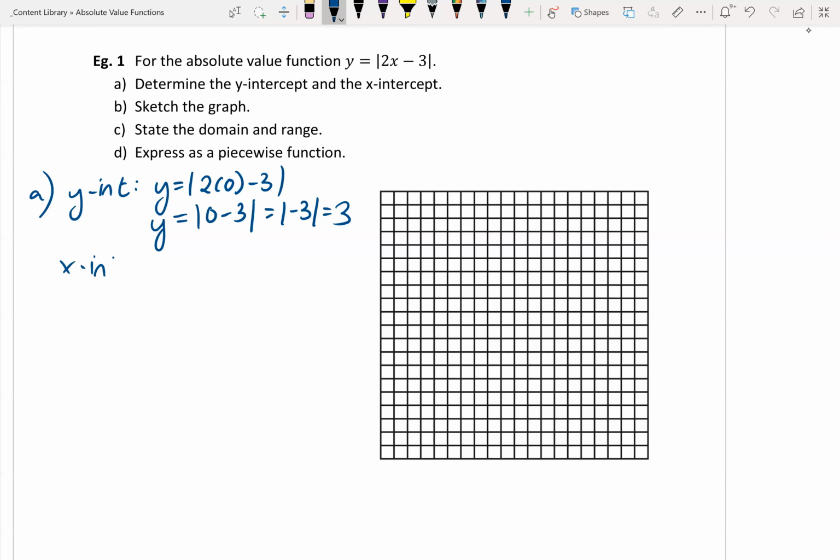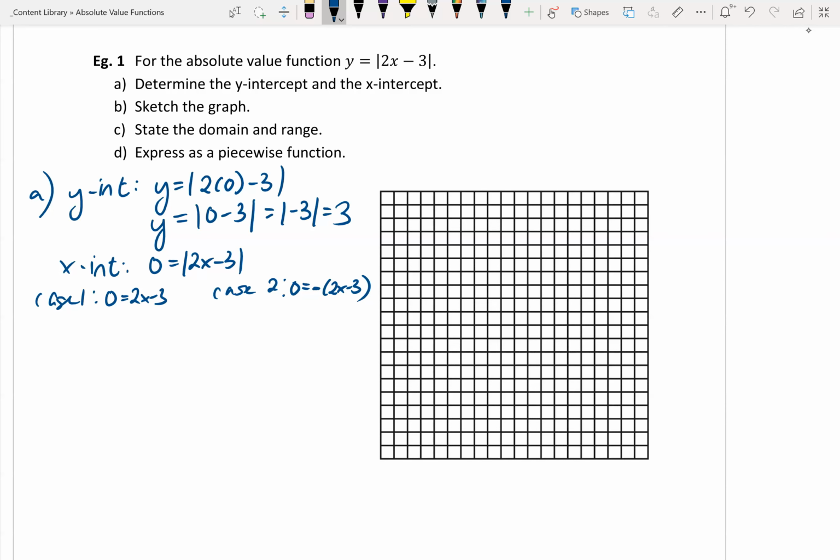For our x-intercept, we're going to be careful here. We're going to set y equal to 0. But I can't just get rid of the absolute value sign. By definition, the absolute value of 2x minus 3 has to be split into two cases. It's going to be 0 equals 2x minus 3. That's one case. And the other case is 0 equals negative 2x minus 3. And that's by definition of absolute value.